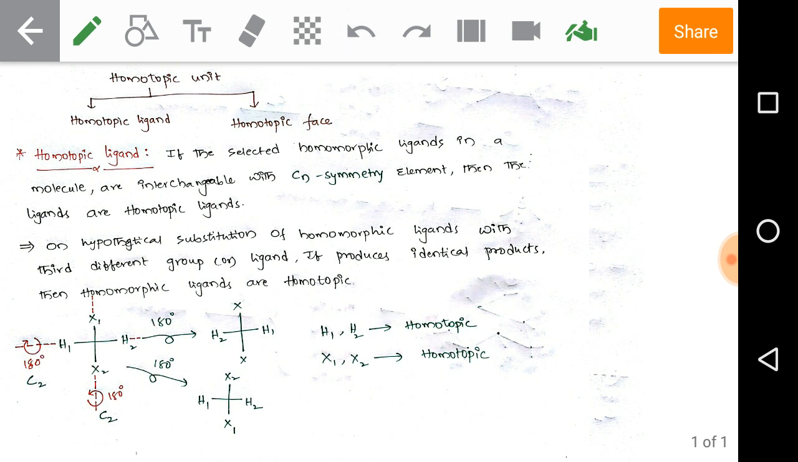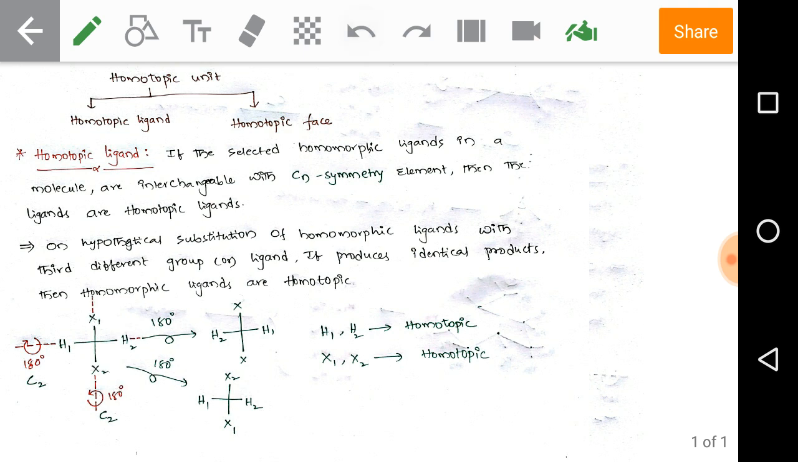if the plane, that means the C2 axis, is passing through H1 and H2, then we can get this as a stereoisomer. That means X1 takes the X2 place and X2 takes the X1 place. Okay, by removing the labels on X1 and X2, we get the same molecule as the substrate.